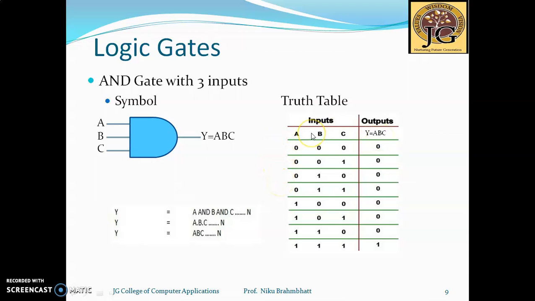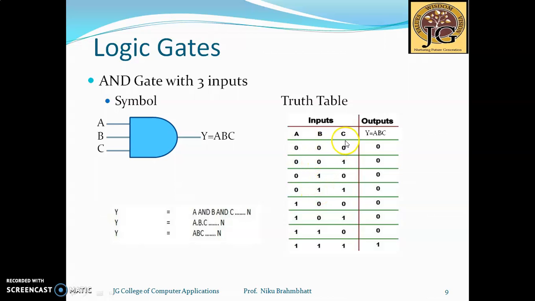Three inputs are there, that means 2 raised to 3, which is equal to 8. So 8 possible combinations can be there. How to insert the values inside these rows? So divide 8 by 2, it becomes 4. So for the value of A, 4 times you put 0 and 4 times you put 1. Then for the value of B, for this 4 times 0, divided by 2, it becomes 2. So 2 times B is 0, 2 times B is 1.